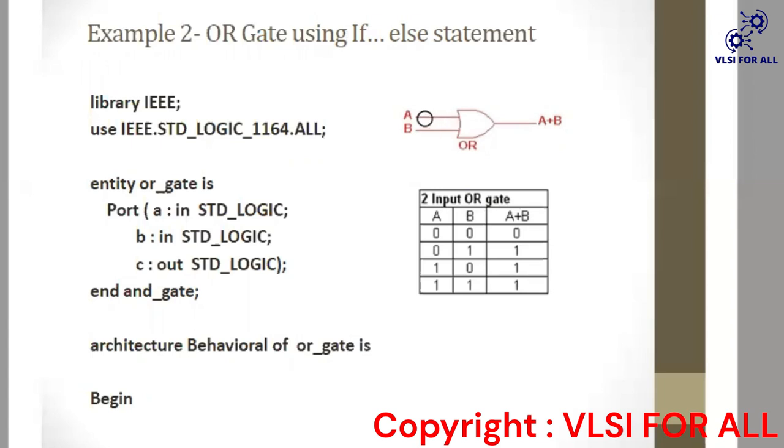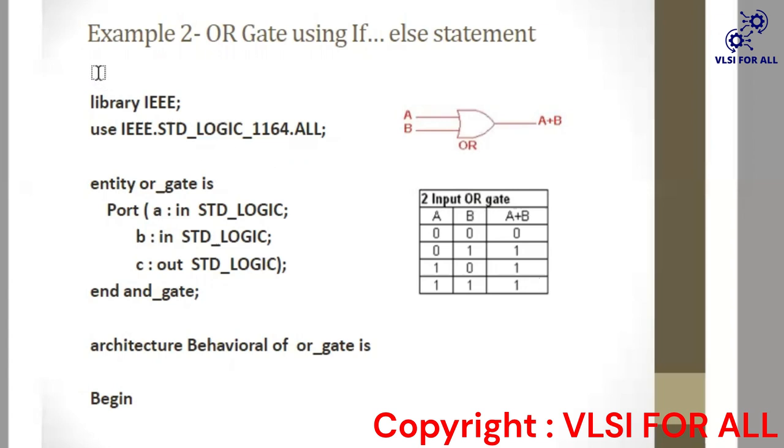So OR gate is when, you can see here, A and B are the inputs of the OR gate, and A plus B will give the output of the OR gate. When input A is 0 and B is 0, then output will be 0. When A is 0 and B is 1, output is 1. When A is 1 and B is 0, then output is 1. When A is 1 and B is 1, then output is 1. So we can say for the OR gate, when any one of the inputs is 1, then the output of the OR gate will be 1.